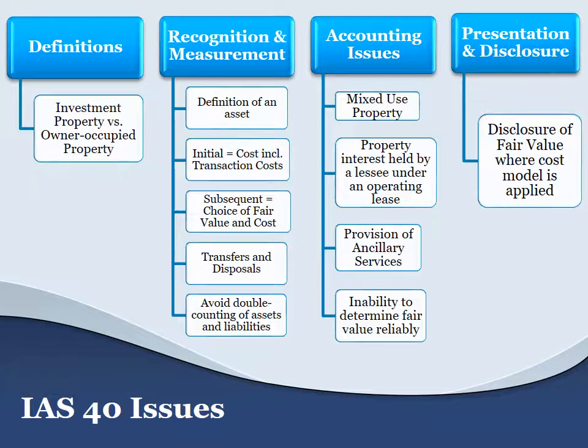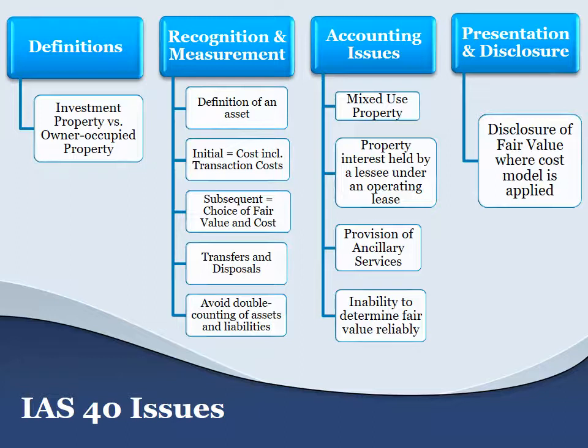The standard also gives us this ability, this choice, in the event that we've chosen to go with fair value, and for whatever reason we aren't able to determine fair value reliably on an ongoing basis, to fall back on cost. And in falling back on cost, to use the last fair value amount that we determined as deemed cost. That is permissible under the standard.